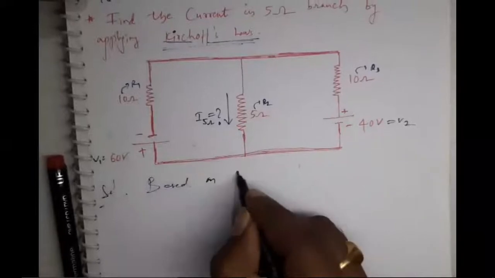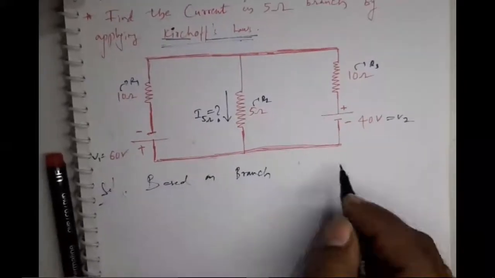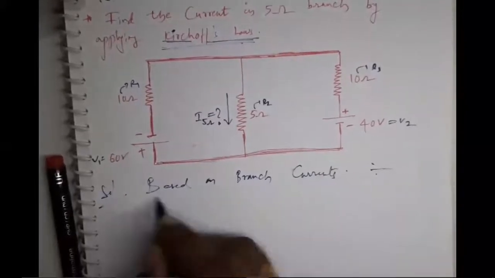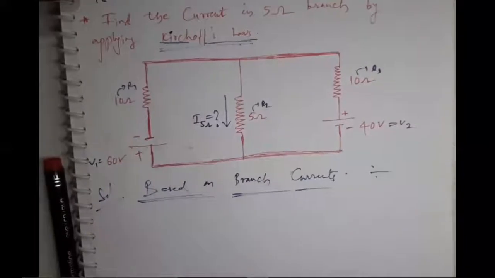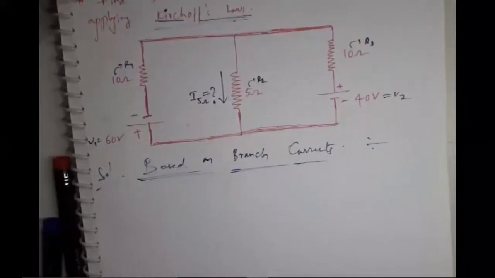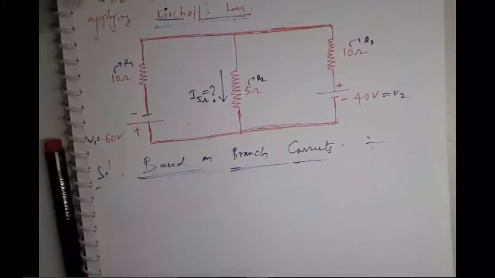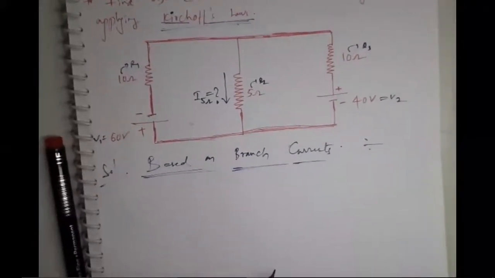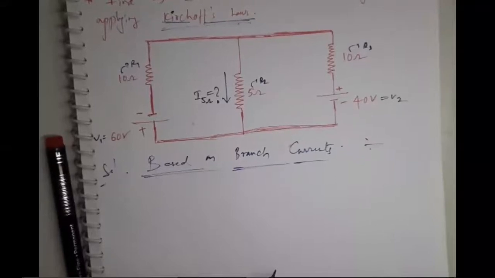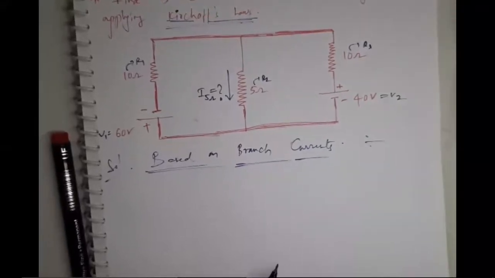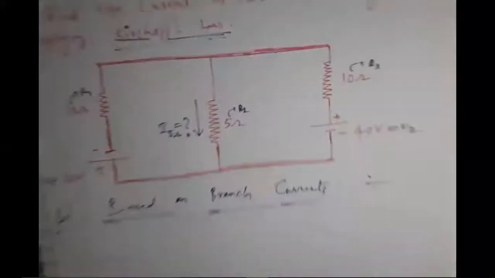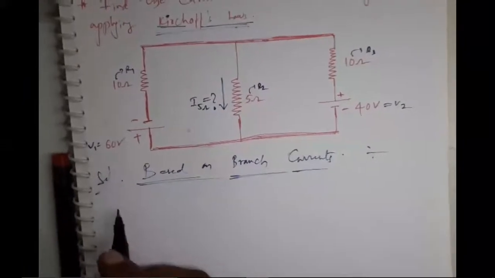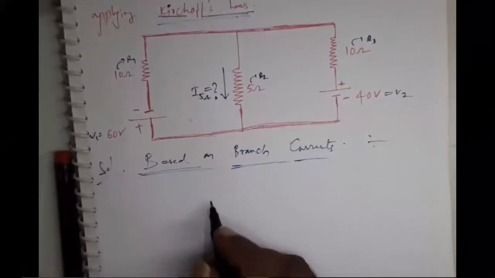Based on the branch currents, I hope you know the rules. There is a set of rules for that method. In our last session, we wrote a total of 6 rules. Based on those rules, we will strictly follow them while writing here. Let me redraw the circuit diagram again.